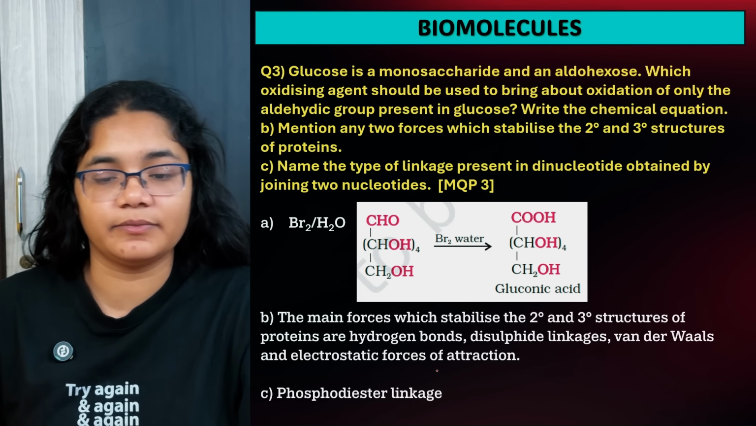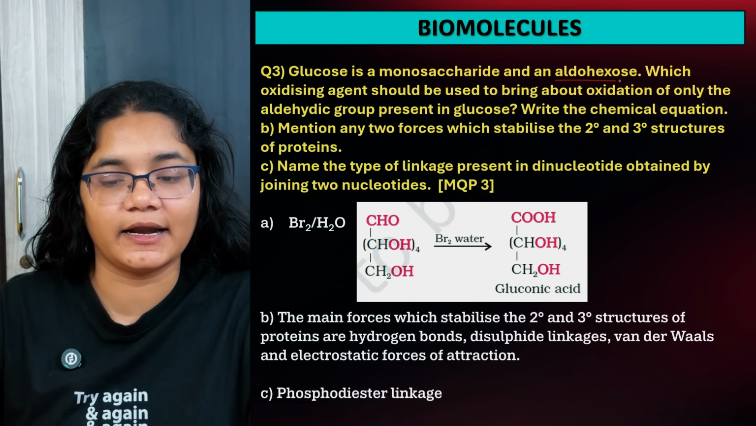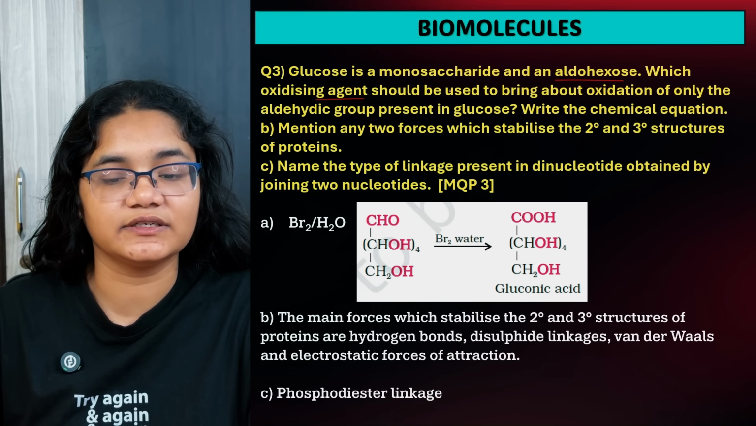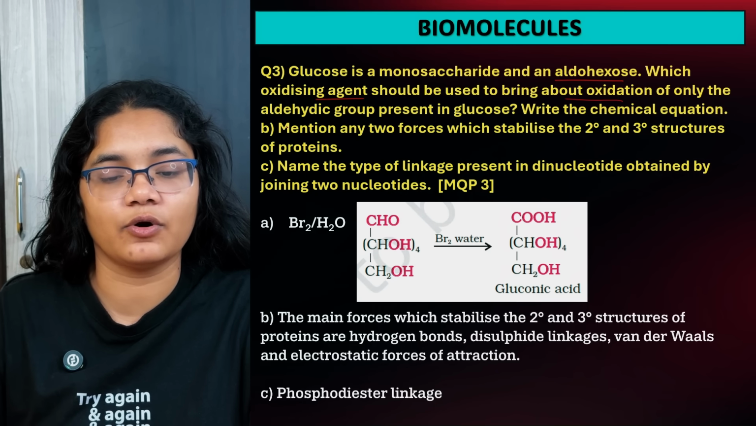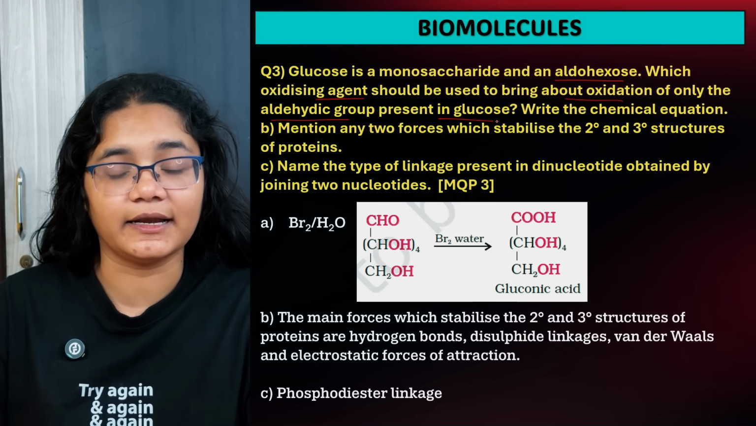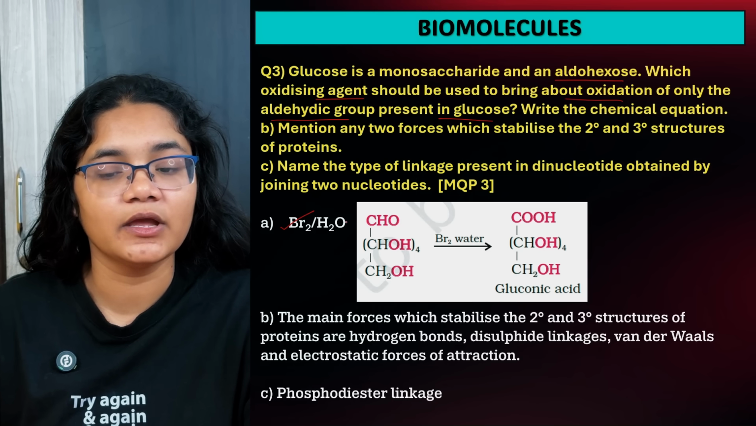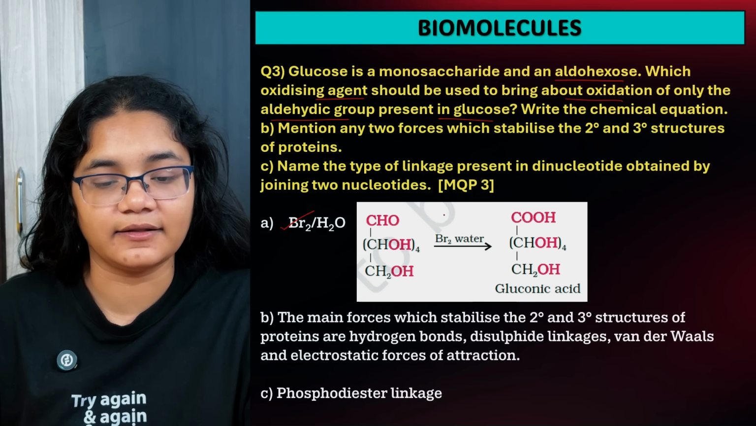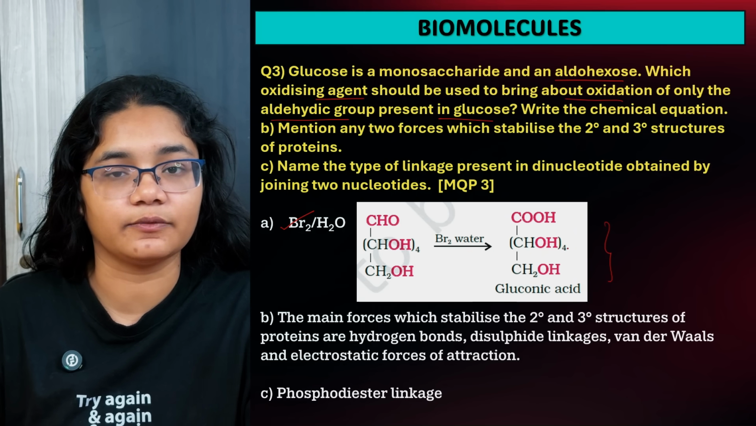Next, we have model question paper 3. Glucose is a monosaccharide and an aldohexose. Which oxidizing agent should be used to bring about the oxidation of the aldehyde group present in the glucose? Means only the aldehyde group. So for that we have to use the bromine water reagent and write the chemical equation. So this is the chemical equation for that.